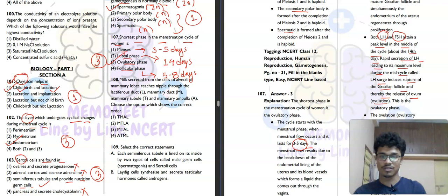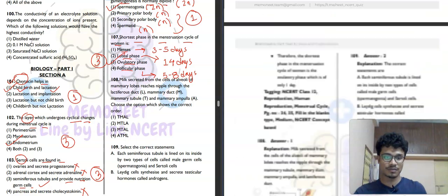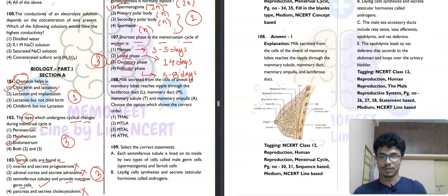Now moving towards the next question, 108. It is saying that milk secreted from the cells of alveoli, mammary lobes reaches the nipple through the lactiferous duct is L, mammary duct is M, mammary tubule is T, or mammary ampulla is A. Choose the option which shows the correct order.